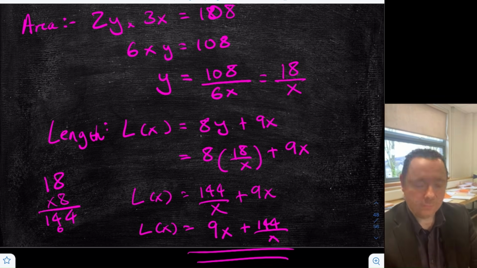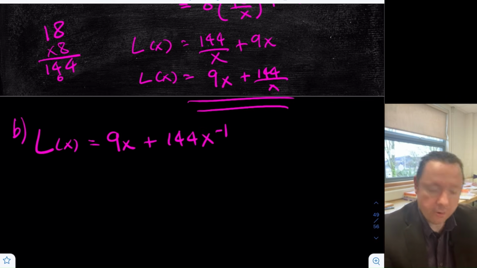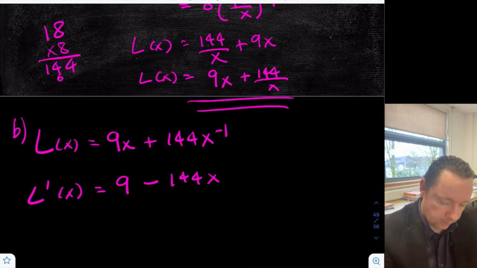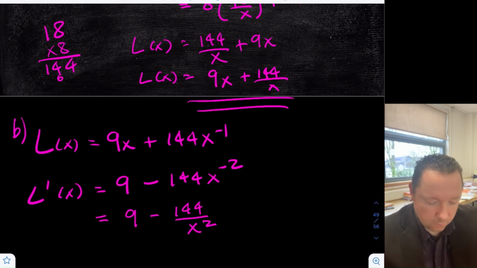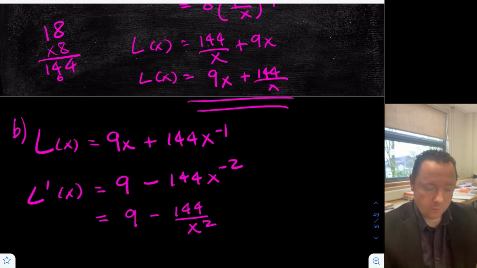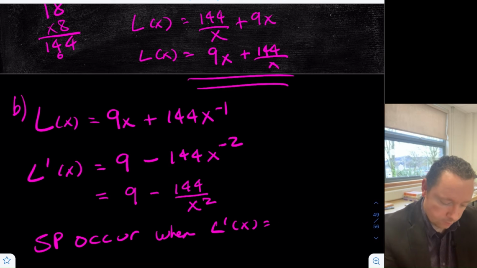And we're done there. Part B, L of x is equal to 9x plus 144 x to the minus 1. Taking the x up, L dash x is equal to 9 minus 144 x to the minus 2. Or we could say 9 minus 144 over x squared. Now, for minimization, we need to find stationary points. So stationary points occur when the derivative equals 0.